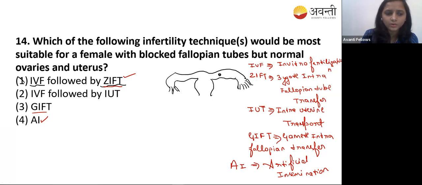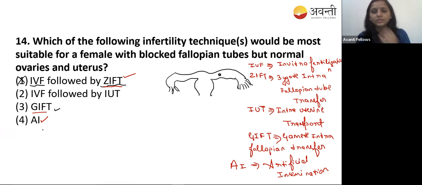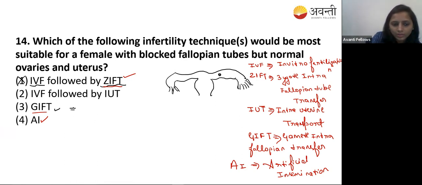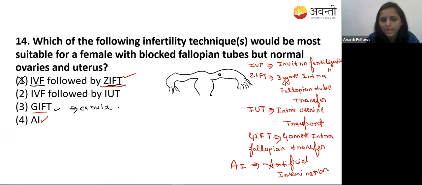Right? So we can't do the IVF followed by the ZIFT. So then coming to the third option, they're telling GIFT. GIFT is nothing but gamete intrafallopian transfer. What happened is the gamete is not able to fertilize the egg. At that time, what will they do? They will introduce this gamete near the cervix.